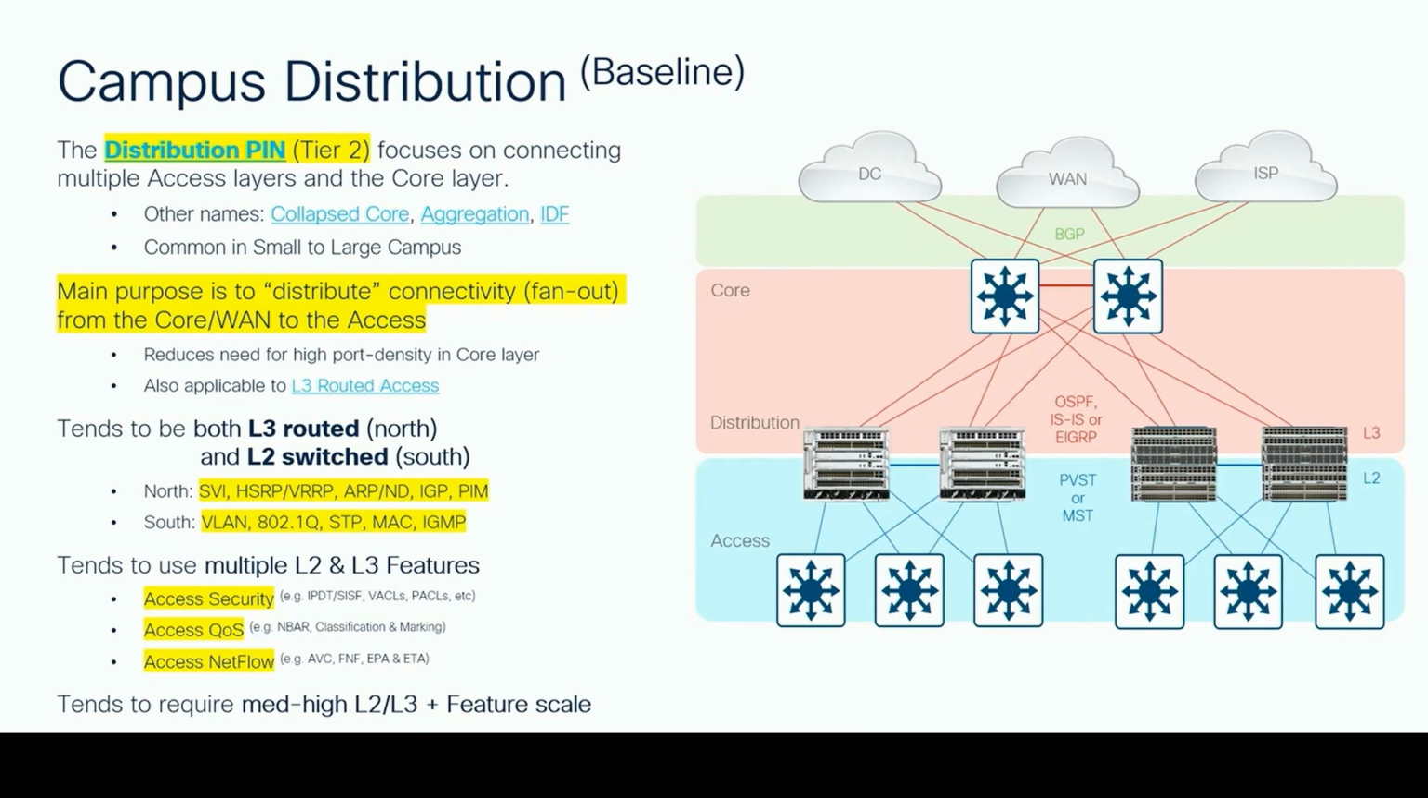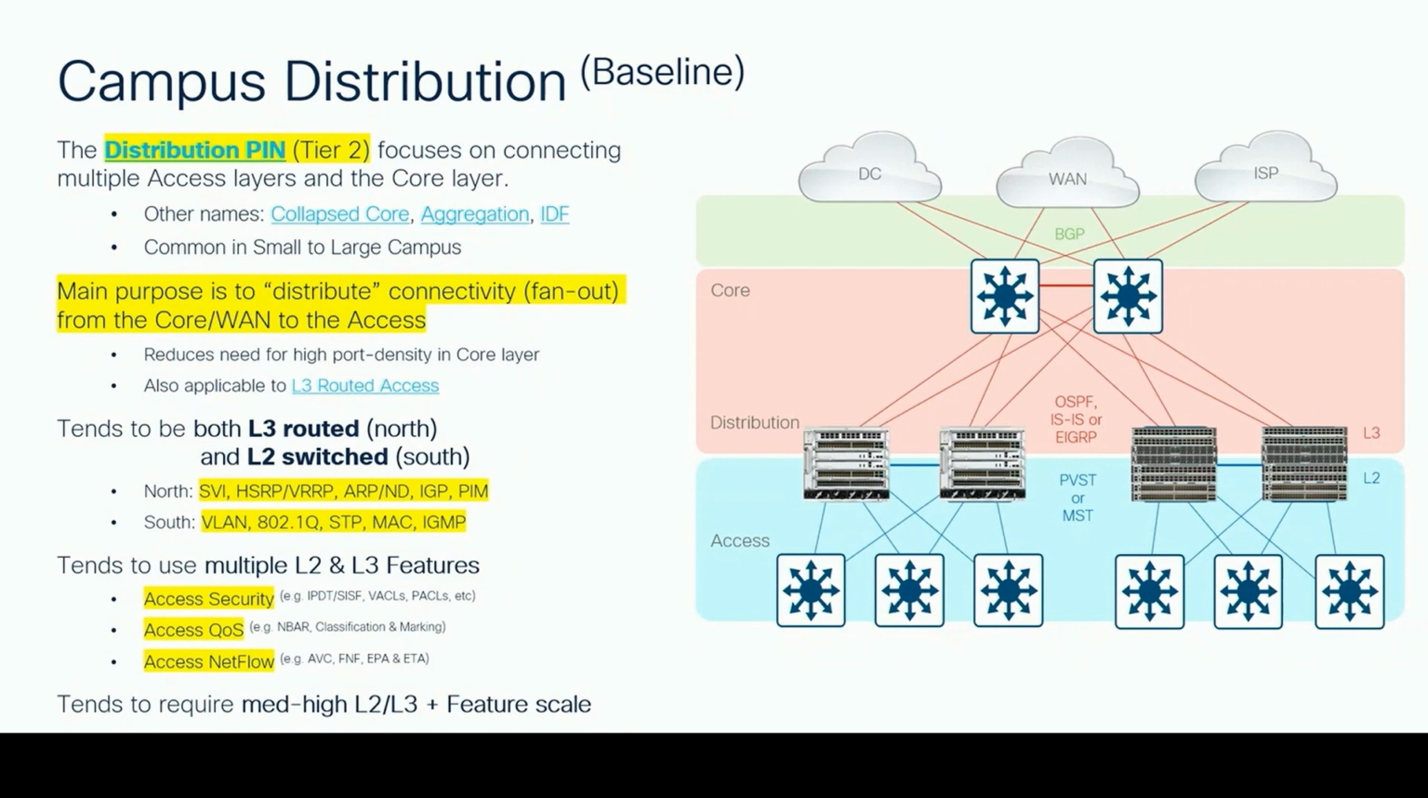Now, you remember when I was showing you that WoW slide with all the features, and I was saying, layer 2 down to the access layer, and layer 3 up to the core layer. Okay, so that's kind of what it's saying here in the middle.